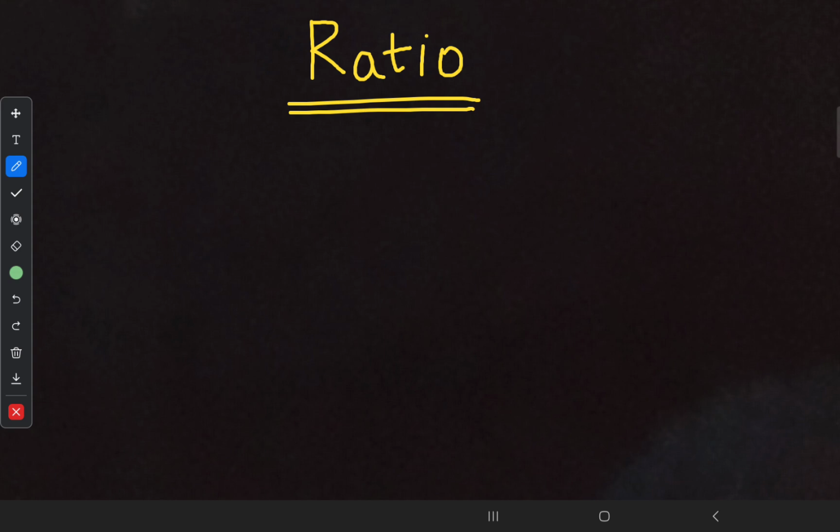The definition looks a little complex. Let's make it easier. Ratio means a numerical relationship between two or more quantities with the same units. Same units, that's the important thing.